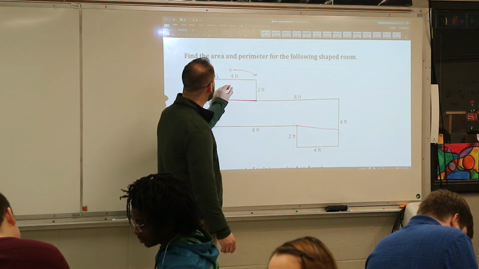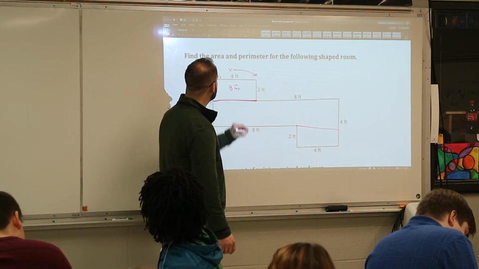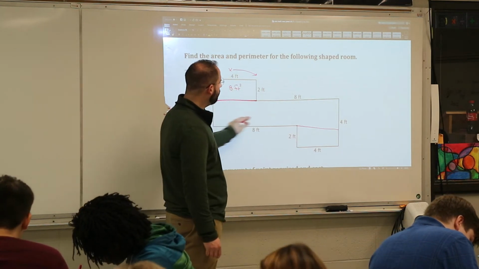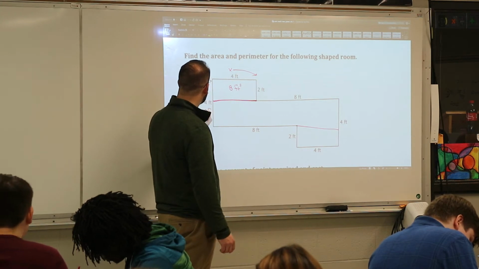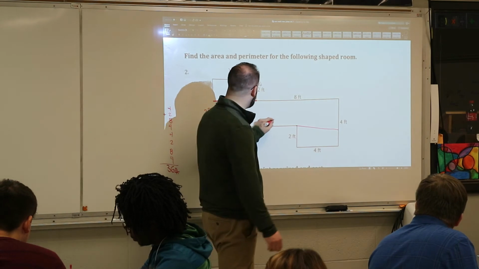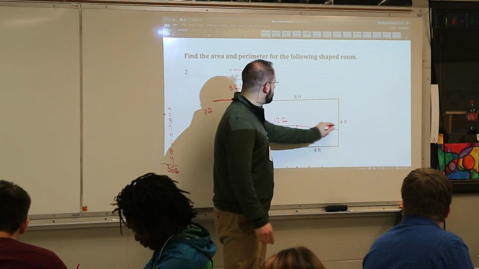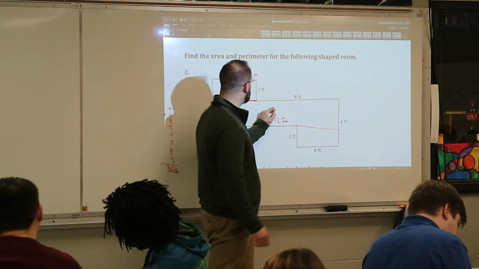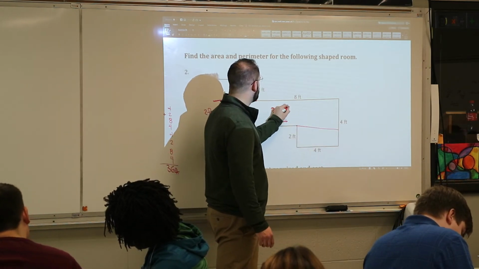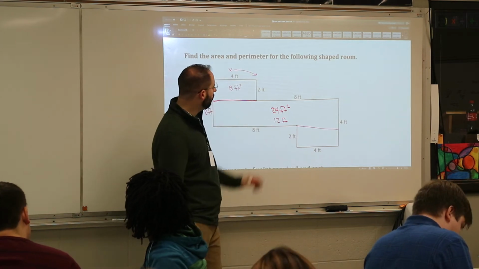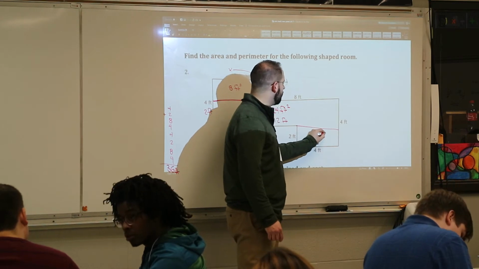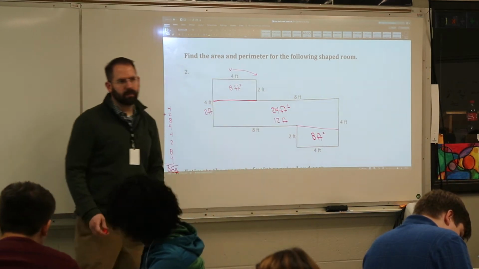This area right here is 8 feet squared because it's 4 times 2. This room here is going to be 2 feet for the width, and it's a total of 12 feet going this way, because it's 8 and 4 going all the way across. So this room is 24 feet squared, that's 2 times 12, length times width. And this room down here is 8 feet squared again, length times width. You add all those up.